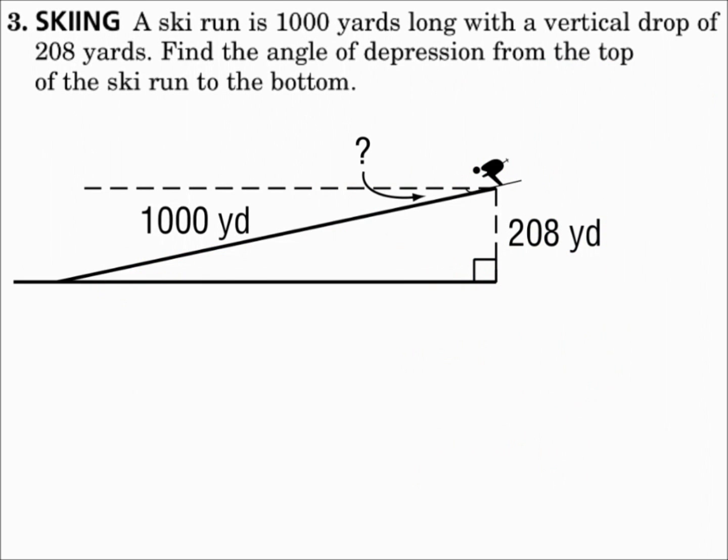Number 3. A ski run is 1,000 yards long with a vertical drop of 208 yards. Find the angle of depression from the top of the ski run to the bottom. Well, remember, the angle of depression is congruent to the angle of elevation, and that will give us an angle inside the triangle. Identify the sides as opposite, adjacent, or hypotenuse. The side across from our angle is opposite. The side across from the right angle is the hypotenuse.